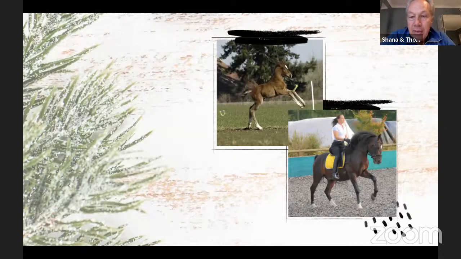So here we have a picture of the same horse, one as a baby, the foal, very uphill canter, and the other one as, I don't know how old he was in that picture, but he's been under saddle. Yeah, he was under saddle for more like 6, I think.